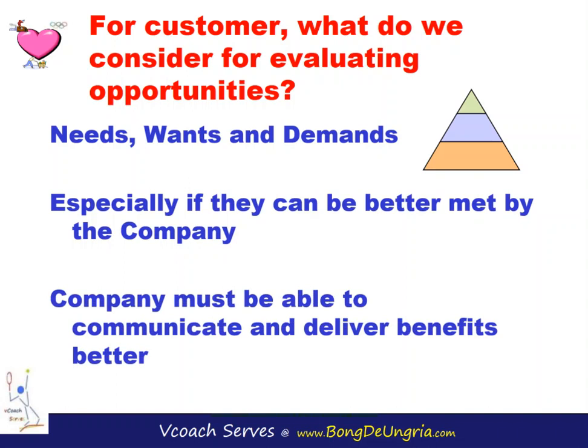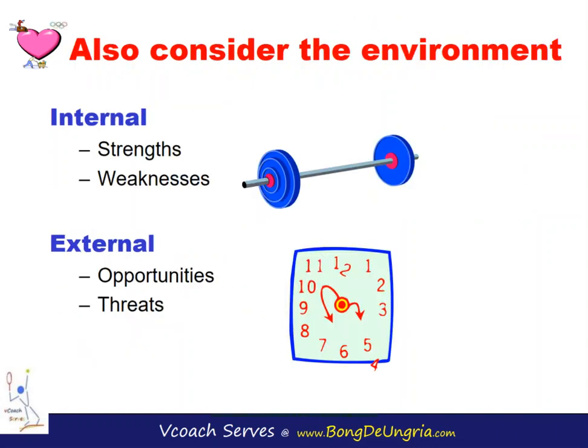Having considered all of this as far as addressing opportunities are concerned, what else do you consider? You consider the environment. In the environment, you have internal and external. If it's positive and within the company's full control, then it's considered internal, and it's a strength. If it's positive but beyond the company's control, then it's an opportunity. On the negative side, it's weakness and threat. The symbol for strength and weakness is the barbell, and for opportunities and threats is a clock, no? OT for overtime.